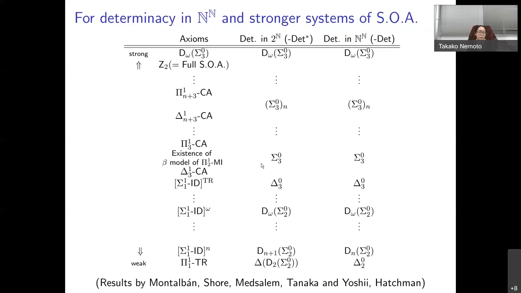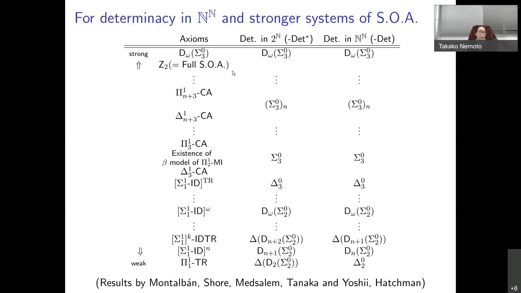And in 2019, Hachtman proved that Σ^0_3 determinacy, both in Cantor space and Baire space, can be characterized as the existence of a beta model of Π^1_1 monotone inductive definition. And yes, so over Π^1_1 transfinite recursion, actually there are many refined hierarchies of Wadge classes, and also Σ^0_3 determinacy here, and we have a really varied hierarchy of determinacies.